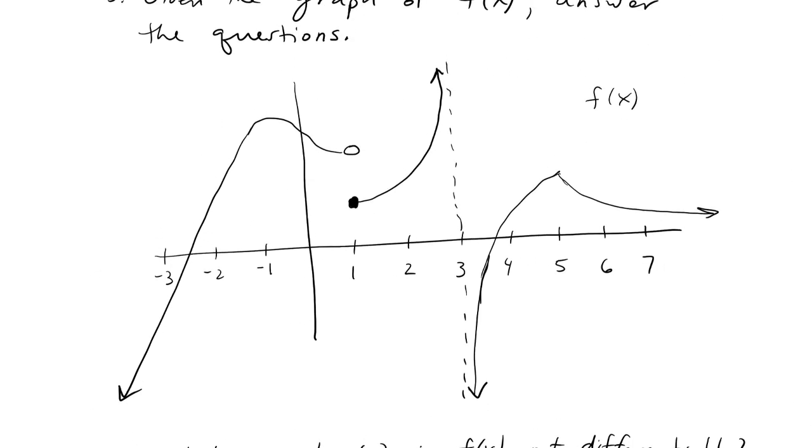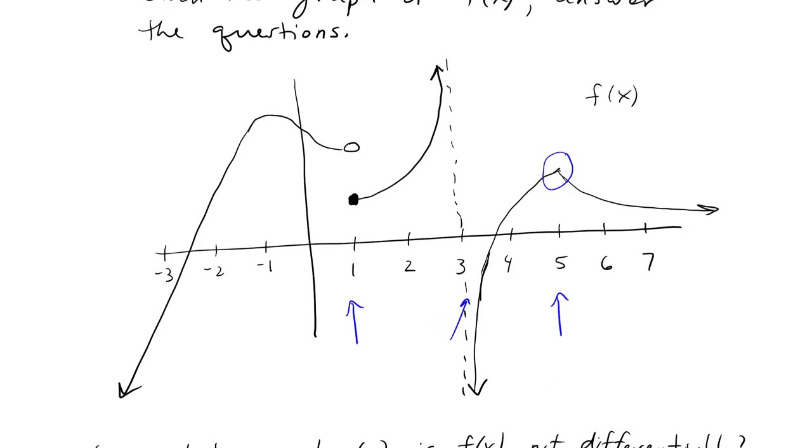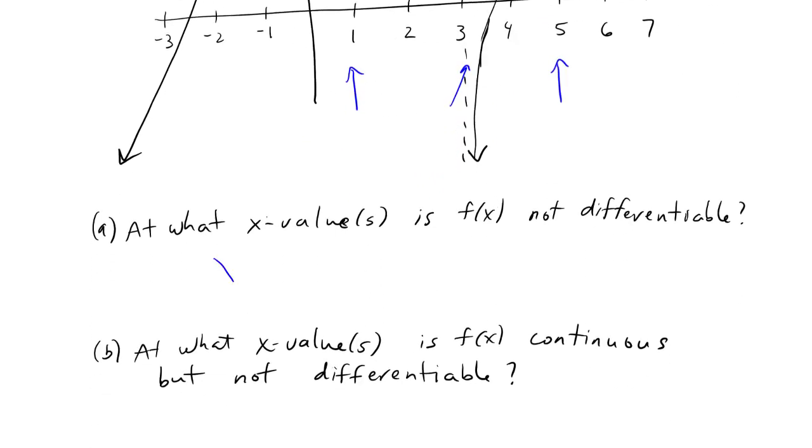Okay, so, well, we know that if we have a discontinuity, like we have at 1 and like we have at 3, well, it can't be differentiable if it's discontinuous. Then we also know that if we have something like a cusp right there, or actually that's more of a sharp corner, so right here at 5, that's also going to be a not differentiable point. So 1, 3, and 5.